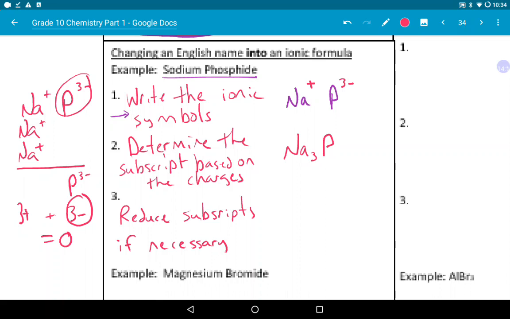So you can kind of think of it that way, and there's actually a shortcut. You can take the charge and put it as a subscript for the other atom, and that's called the crisscross method. Now there's no 1 here because we don't show 1s, but there is 1 phosphorus atom there.